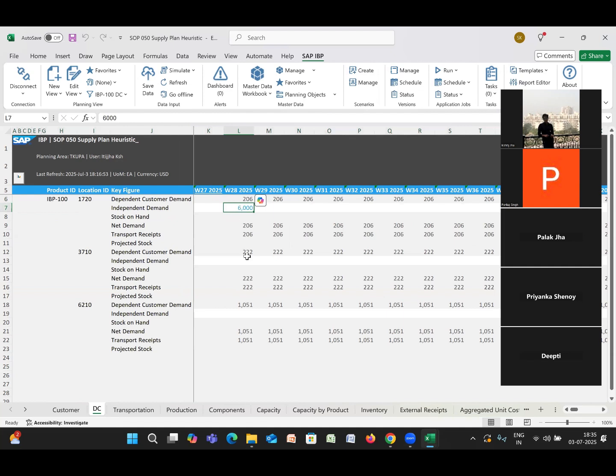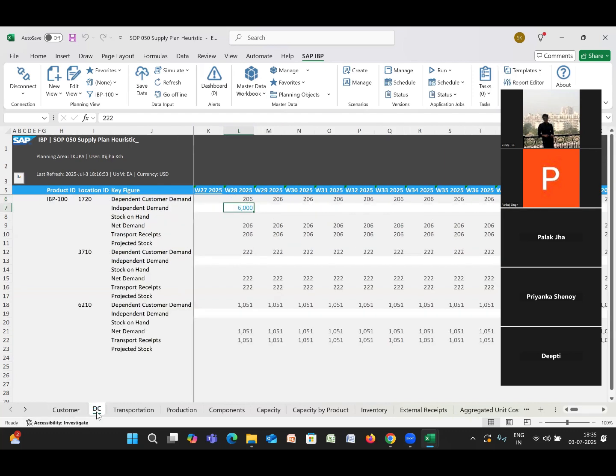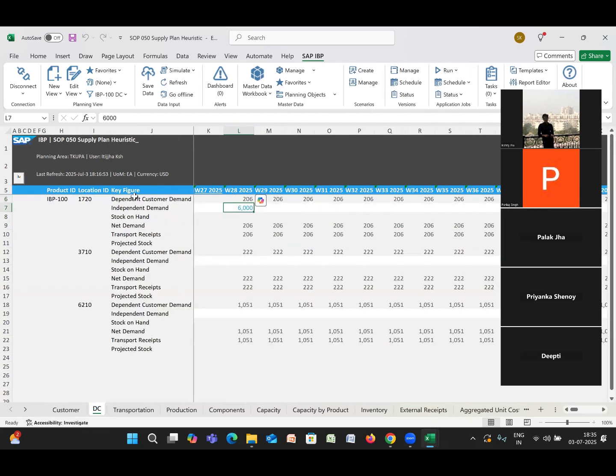Beyond this, everything remains the same. So if the number lands in the key figure called consensus demand, then this will get reflected at the DC as a demand in the key figure dependent customer demand. And if that customer is not modeled, this entire sheet is gone, then the numbers from demand planning will land in this key figure, creating the demand for this DC. So instead of the dependent customer demand, your demand will come from the independent demand key figure at the DC.